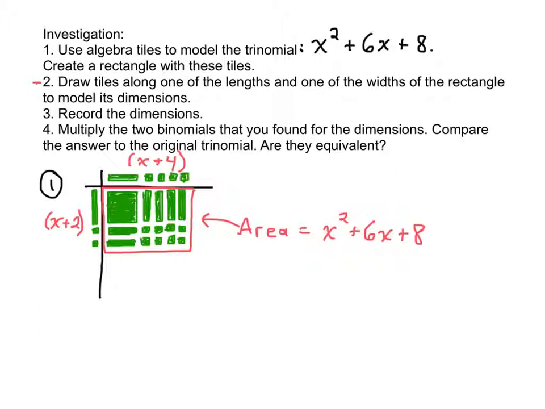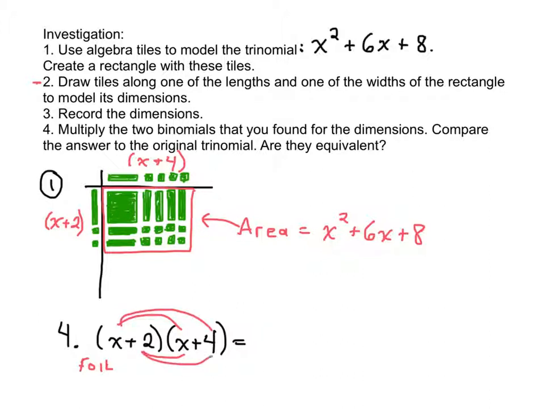Now for step 4, let's look at multiplying those two dimensions, or those two binomials, out. So you have x plus 2 times x plus 4. And some of you might recognize the acronym FOIL. That represents the steps that you use to multiply out binomials: first times first, outside times outside, inside times inside, and last times last. It's just an acronym to help you remember those steps. Every term in the first polynomial gets multiplied by every term in the second polynomial.